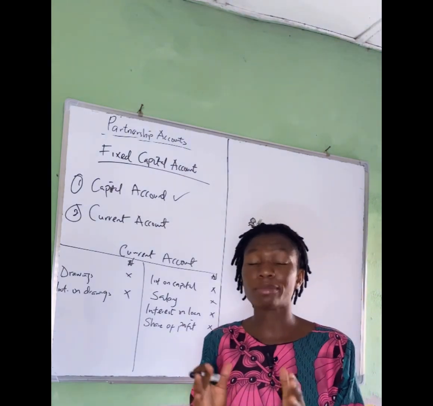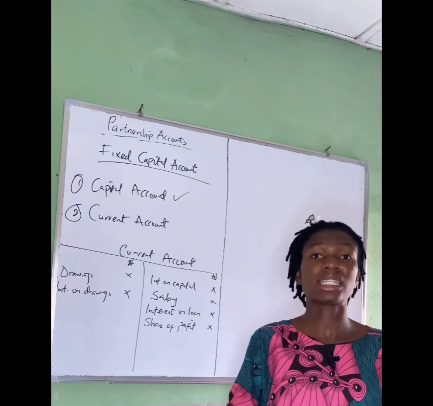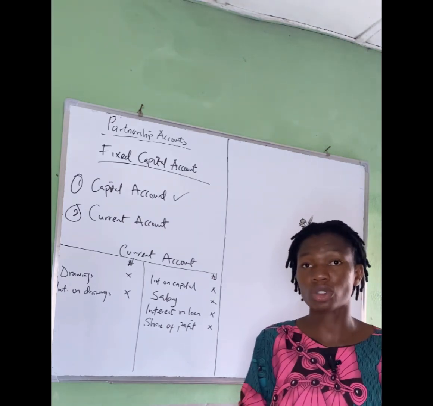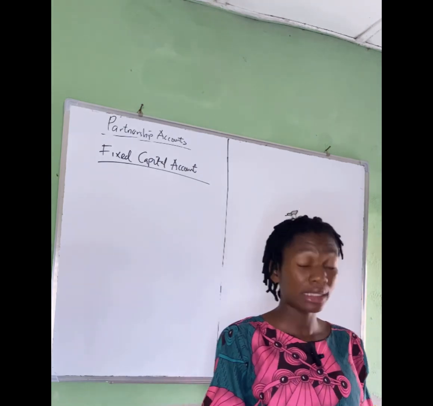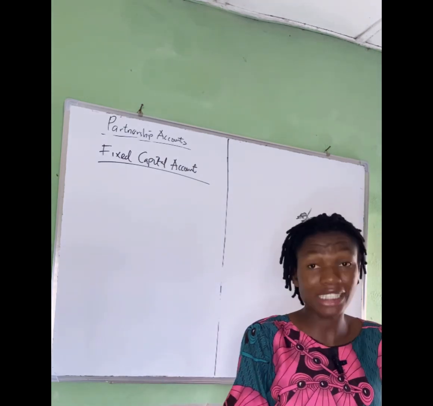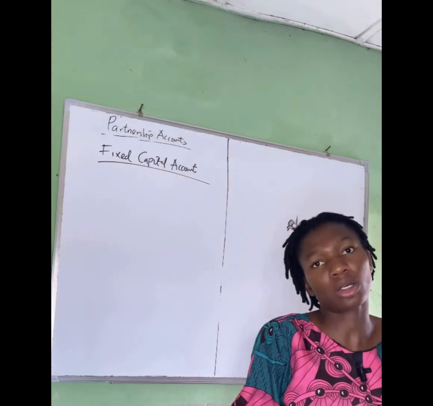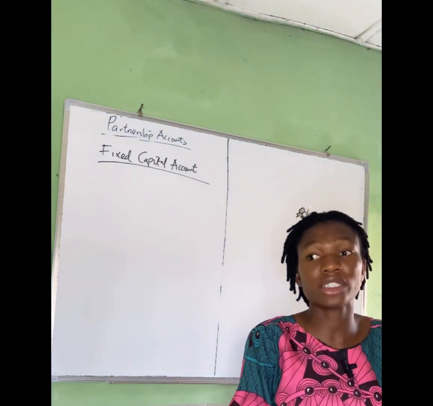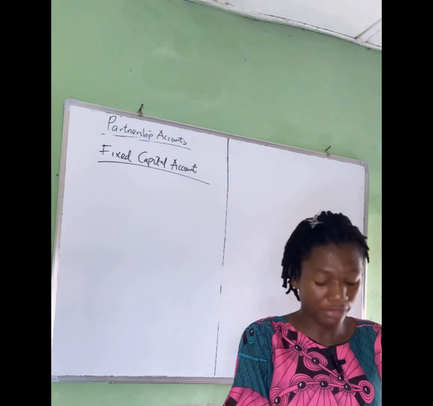So we'll be using the same illustration. Then I'll be preparing the capital account and then the current account, all right? So using the same illustration that we did in our previous video, like I said, if you've not watched the previous video on partnership appropriation account, it's good that you do so, right? So that you can understand what we are doing in this particular video, okay?